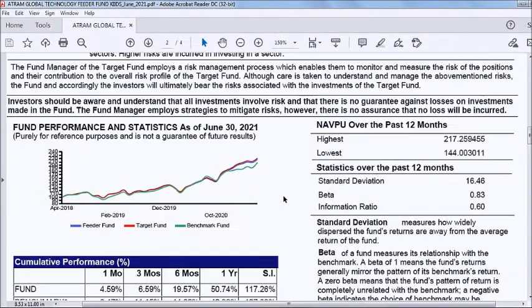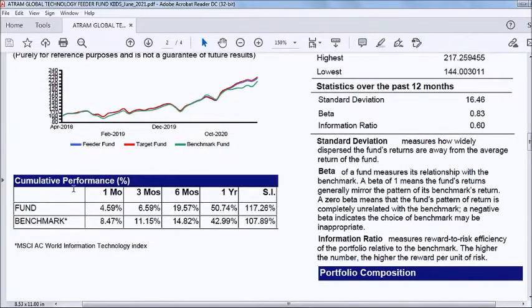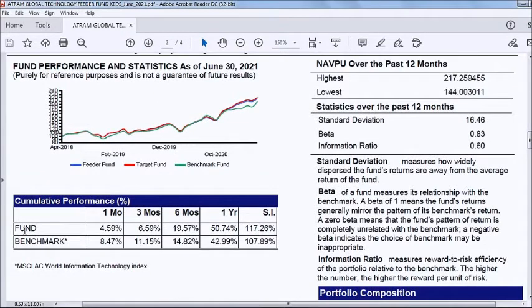Here, ano pa bang mga nandito? So, here, cumulative performance percent. So, meron ditong fund and benchmark. So, 1 month, 4.59%. Ang benchmark niya ay 8.47%. 3 months, okay, this is cumulative performance, 6.59%. Ang benchmark niya ay 11.15%. 6 months, 19.57%. And ang benchmark is 14.82%. 1 year, for the fund, 50.74%. And benchmark is 42.99%.